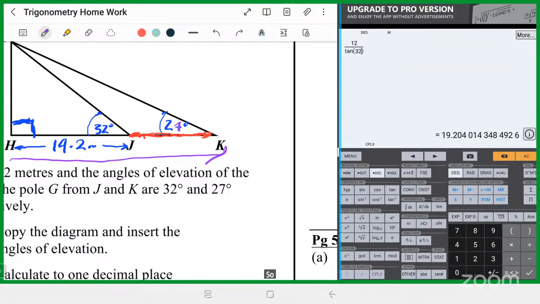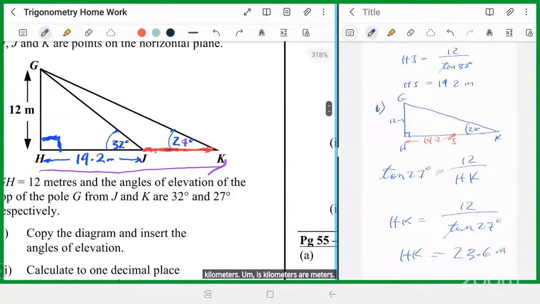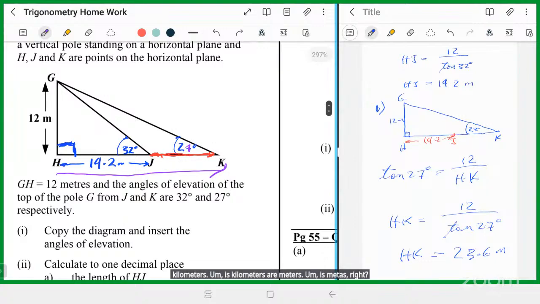So a similar calculation here, just change the numbers to 12 and 27. And we get 23.5 something, but it's to one decimal place, so we're going to put 23.6. Is it kilometers or meters? It's meters, right? Meters. So that is the overall length HK.